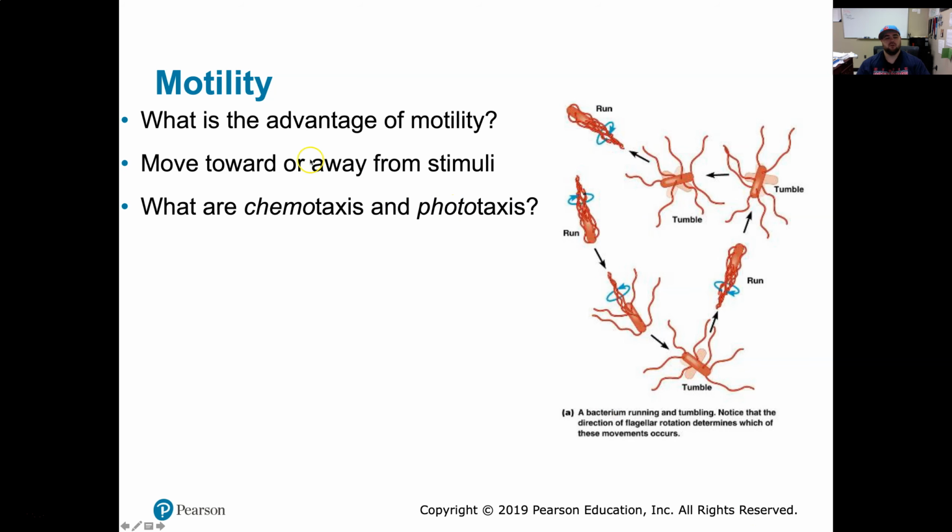So, advantage of motility. They can move, which allows them to find better places to live if their environment's not favorable. They can move toward or away from stimuli. And two examples of that are chemotaxis, where they're moving towards or away from a chemical, and phototaxis, where they're moving toward or away from light. And they use the run and tumble method. I will try to find a video of it and share it with the class, but I haven't been able to find a really good one in a while.